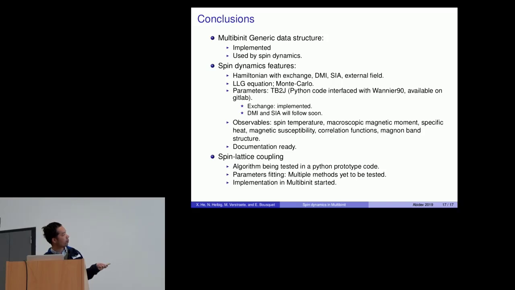We are now implementing the spin-lattice coupling. The algorithm is being tested in the Python package, and we have several methods for the parameter fitting. It is yet to be tested which one works the best. We have started the implementation in MULTIBINIT. Hopefully, we can see it soon.